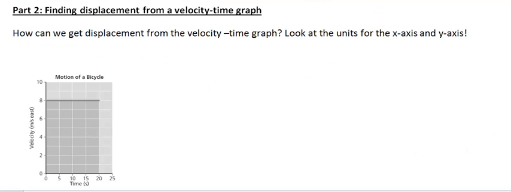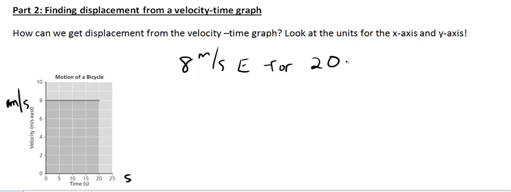So part 2 is how do we find displacement from a velocity time graph? Let's look at the units for the x-axis and the y-axis. So the y-axis units are meters per second, and the x-axis units are in seconds. So we're going at 8 meters per second east for 20 seconds.